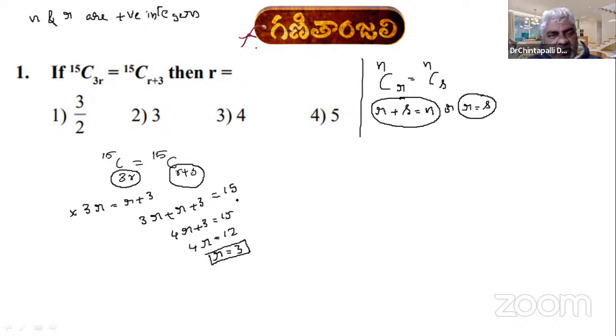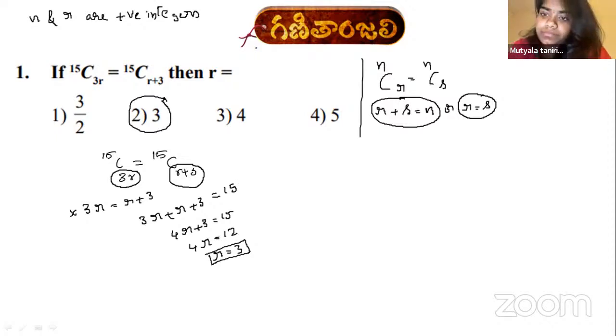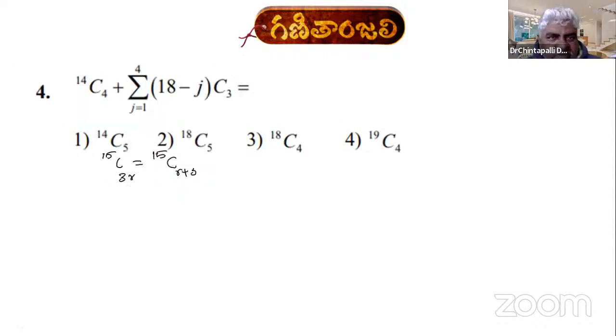So which option is correct now? Option 2, sir. Very good. Have you understood clearly now? Yes. So what is the formula for NCR is equal to NCS? R plus S equals N or R equals S. Right, very good. Let's move to the next question.